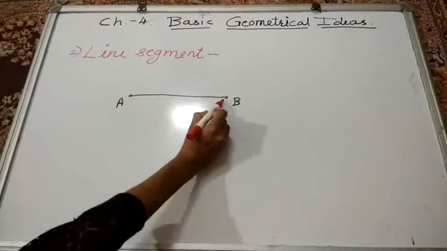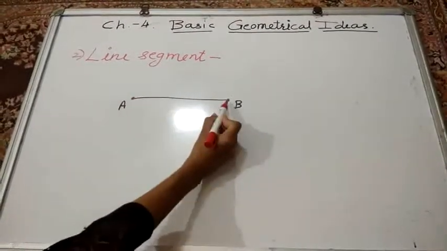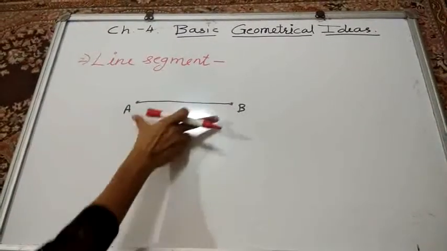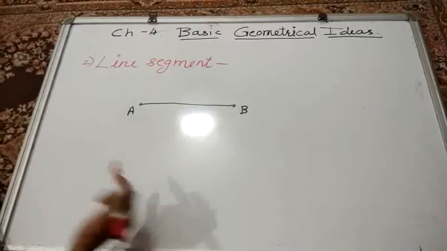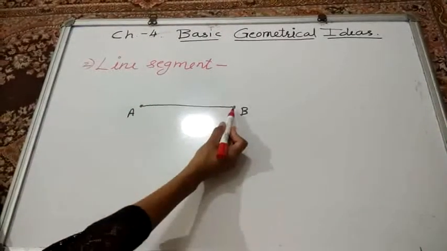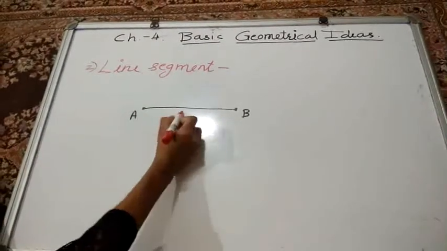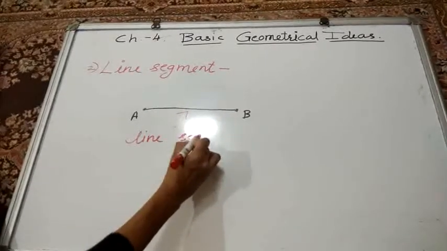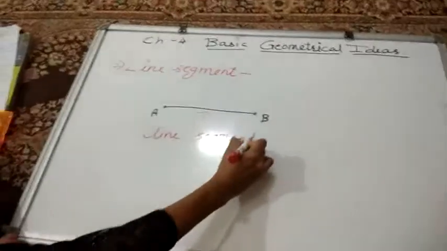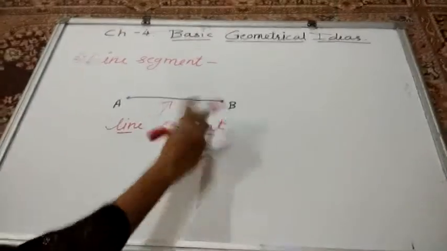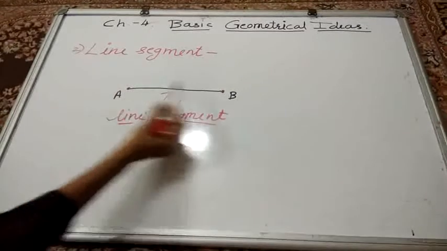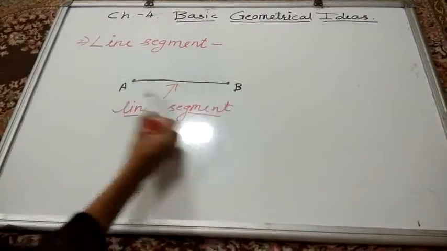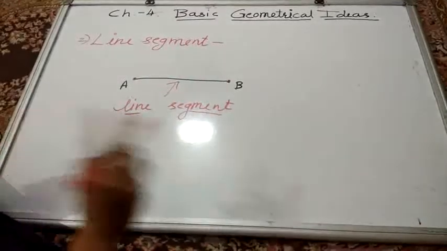It is a straight line connecting point A and point B. This point A and point B, these are the two end points. When we join these two end points by a straight line, that is called a line segment. Observe, this line segment has two endpoints, point A and point B. When a line segment has two endpoints, this line segment cannot be extended.